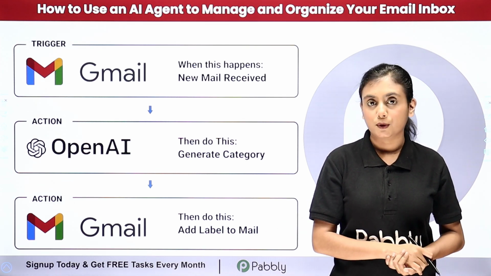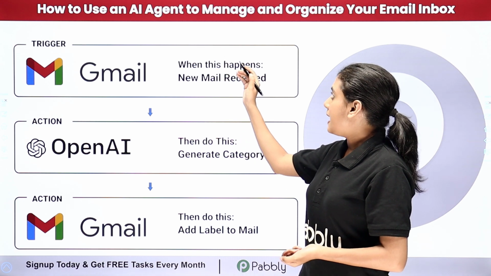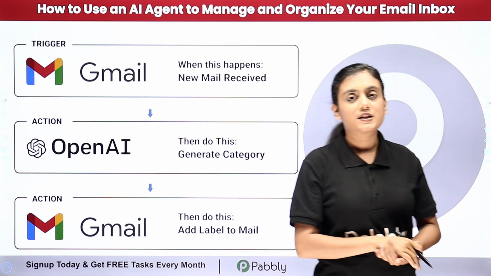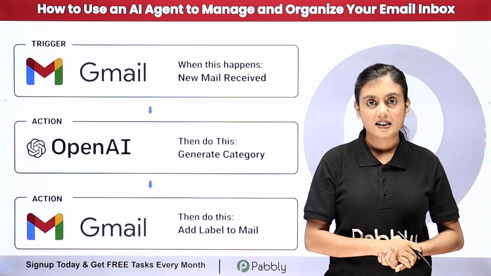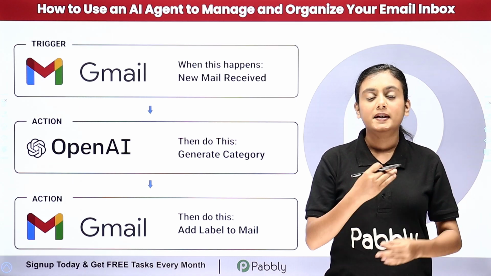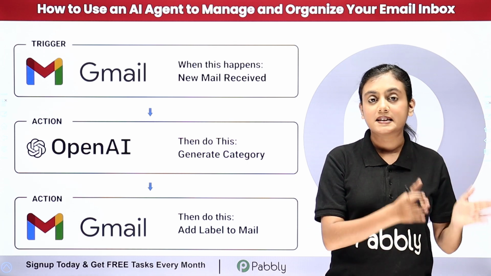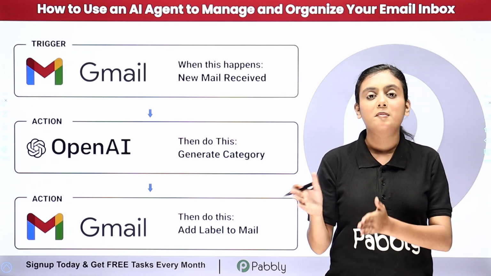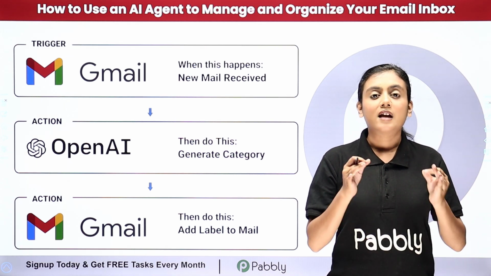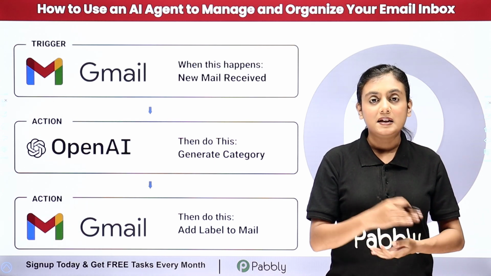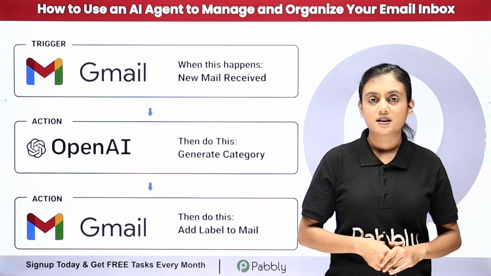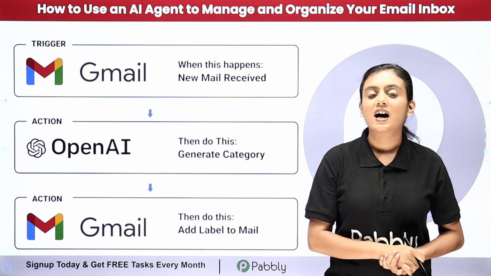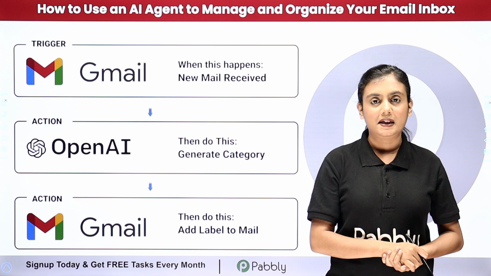In this video, we are going to learn how to use an AI agent to manage and organize your email inbox. So I am an owner of a real estate agency and I receive a lot of emails on my Gmail account, like lead inquiries, appointment bookings or many important documents. Now categorizing all these emails and then adding them to their corresponding label is very time consuming. So for this process, I have created an AI agent using Pabbly Connect.